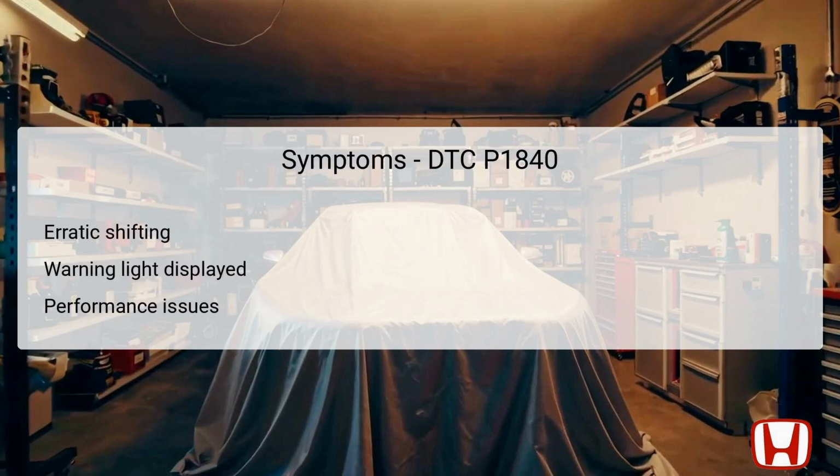Symptoms associated with DTC P1840 can vary, but generally include erratic shifting of the CVT, which may feel like hesitations or unexpected RPM changes when accelerating. Drivers might also notice a warning light illuminated on the dashboard, specifically indicating a transmission issue, commonly the check engine or a transmission warning light. In some cases, the vehicle may not shift properly at higher speeds, which can lead to reduced performance or even safety concerns. Addressing these symptoms promptly is vital, as prolonged issues can lead to more significant transmission failures or operational hazards.